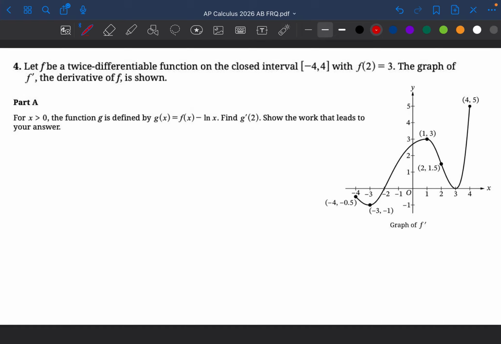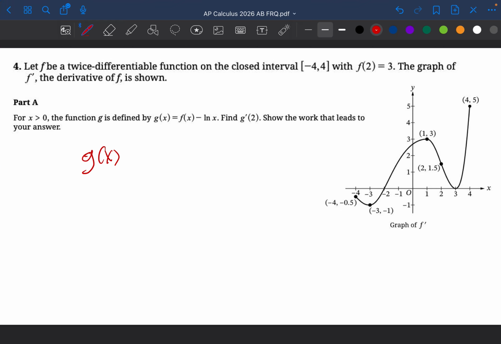Question 4. Let f be a twice differentiable function on the closed interval -4 to 4, with f of 2 equal 3. The graph of f prime, the derivative, is shown. Part A. For x greater than 0, the function g is defined by g of x equals f of x minus ln of x. We want to find g prime of 2 and the work that leads to our answer.